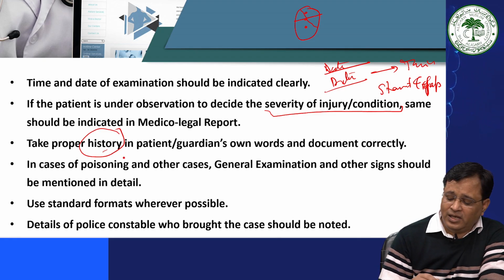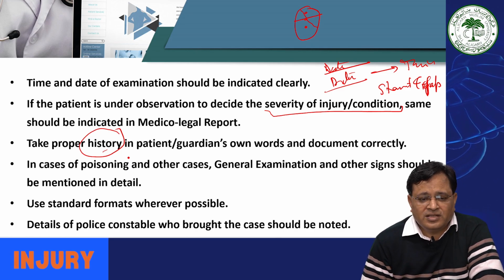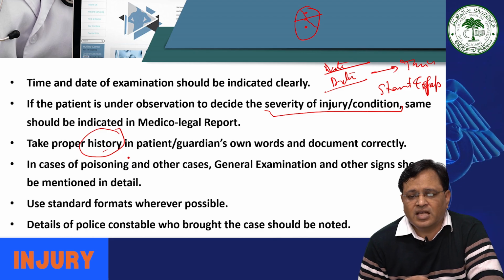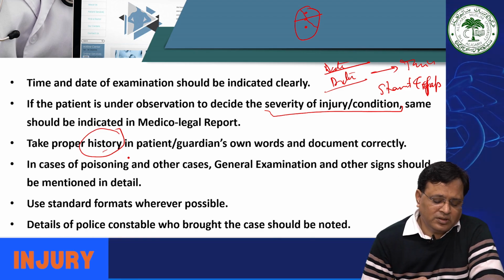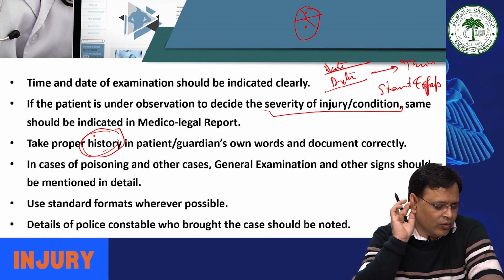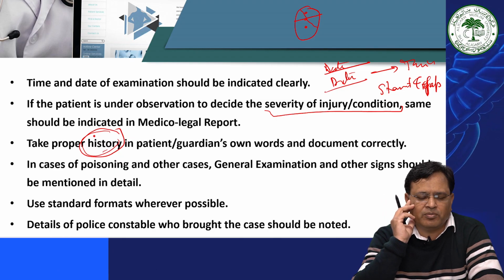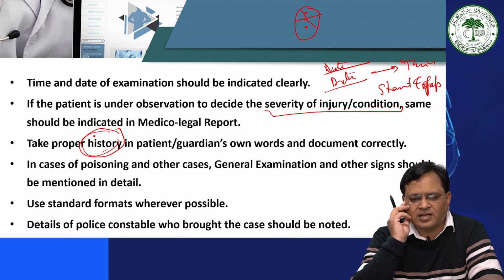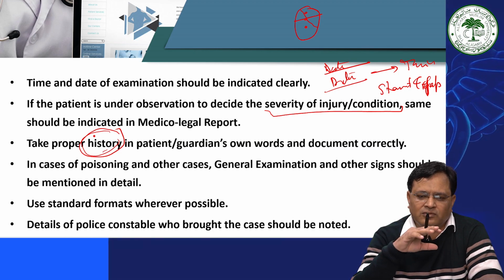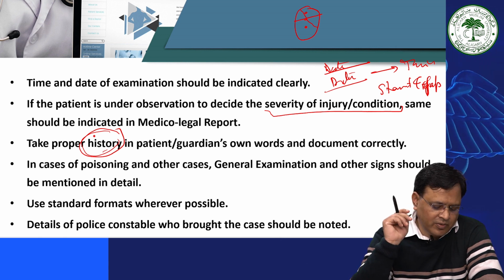If we find that the history and examination are matching, then further clues from the history can be taken. But if it is totally contradictory, then we should completely rely on the examination findings, because the patient may not be telling the whole story. Take the history in the patient's or guardian's own words and document it properly. In cases of poisoning and others, the general examination and other signs should be mentioned in detail. So we should examine all cases of poisoning completely.